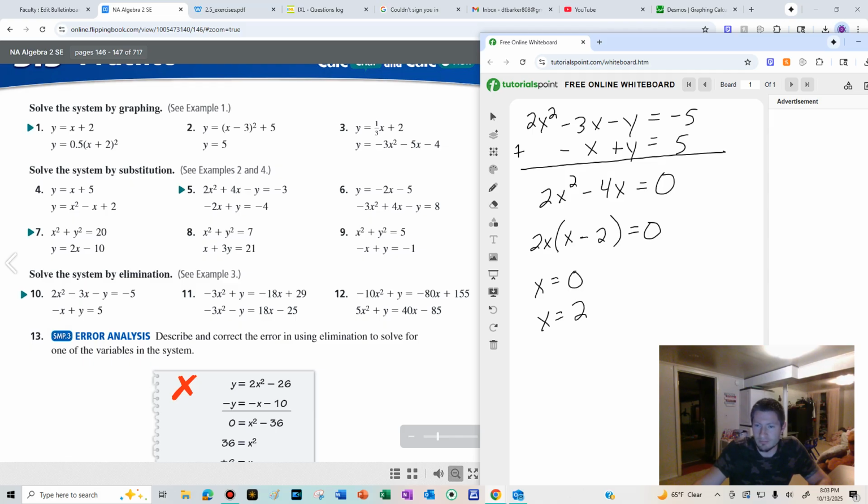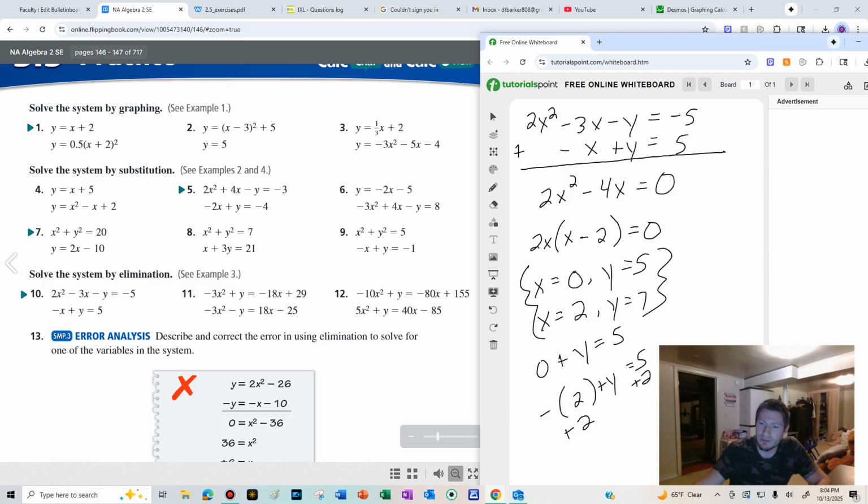Don't forget, you've got to plug in the x. So here I have 0. I'm plugging in 0 for x in the bottom equation, that's the easy one. So 0 plus y equals 5, and that's y equals 5. And for x equals 2, plugging 2 into that bottom equation, that's negative 2, adding 2 over, y is 7 here, right?